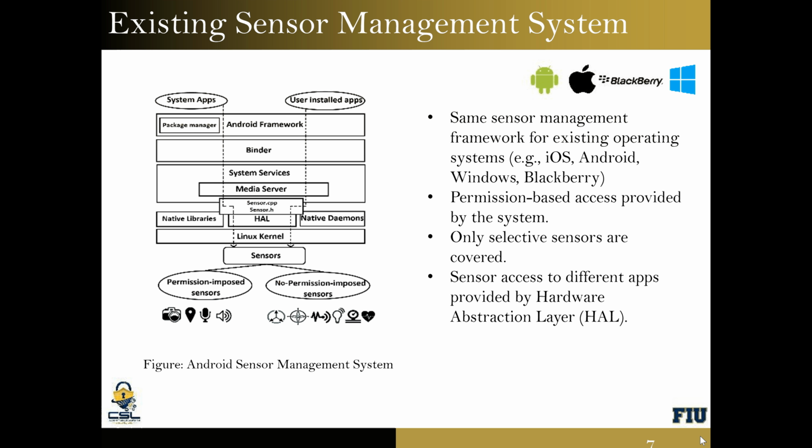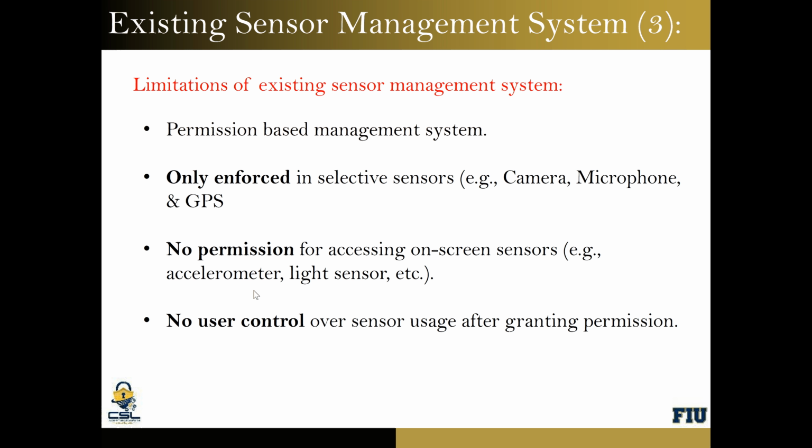You can see here that camera, GPS, and audio sensors are covered by the permissions. Sensor access for different apps is provided at the hardware level. Now, what are the limitations of this sensor management system? This is a permission-based management system. If a user grants the permission, any app can have access to the sensors. It only enforces selective sensors like camera, microphone, and GPS. There is no permission for other sensors, and there is no user control after granting permission.